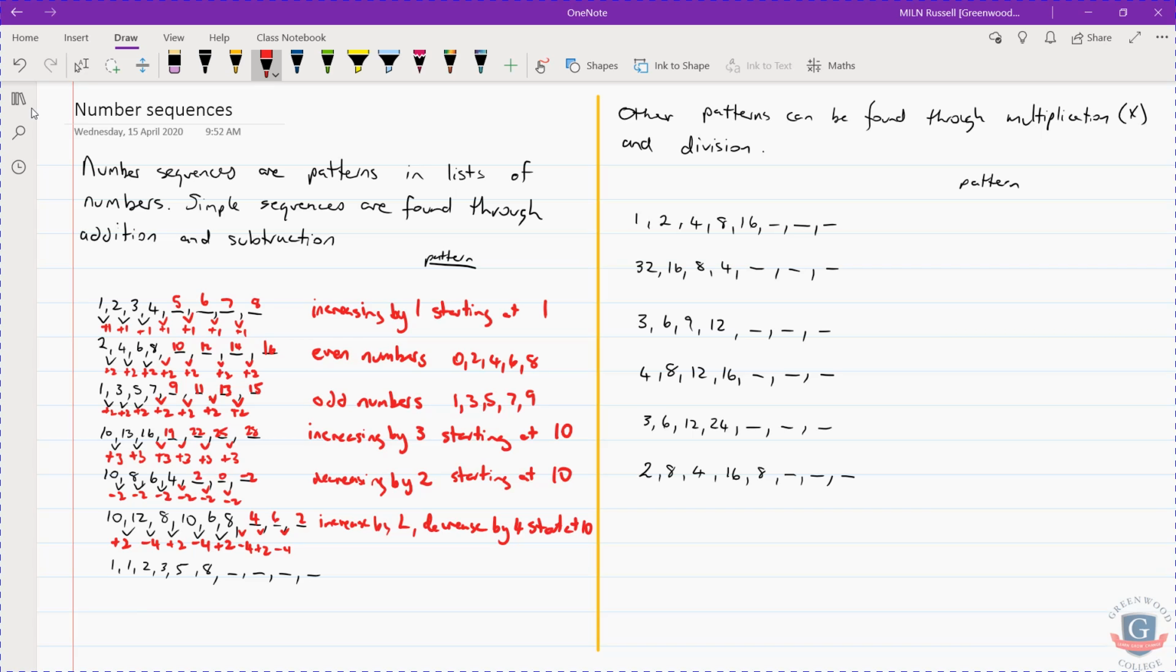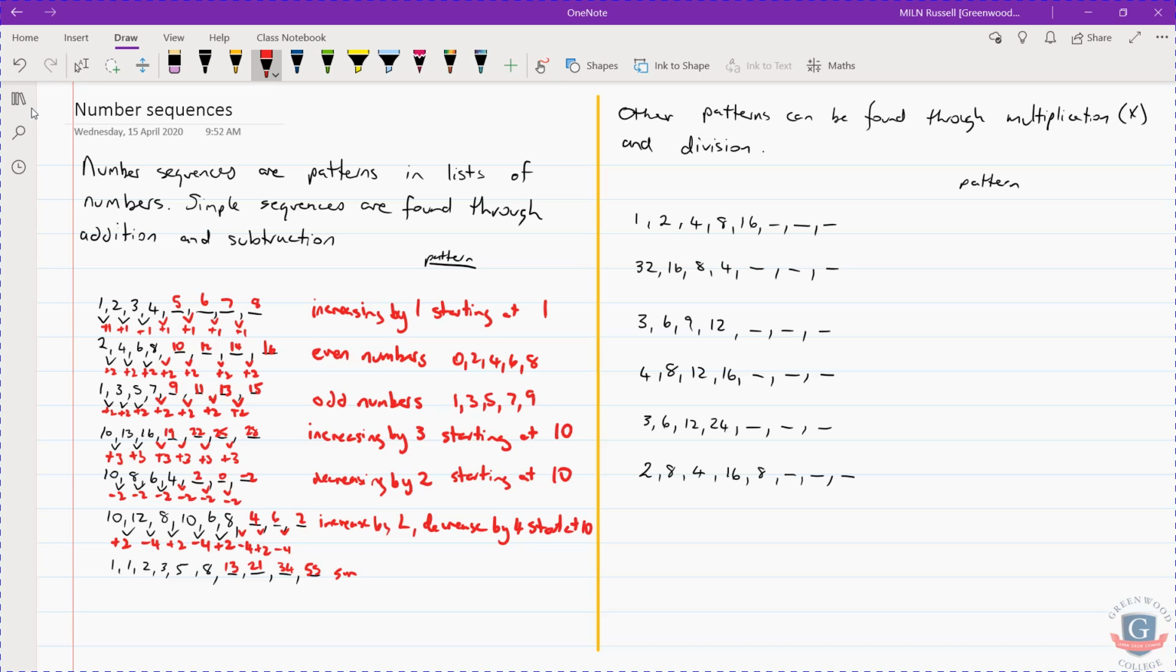So this one will be equal to that one plus that one. So 8 and 5 is 13. This one will be equal to the previous two. So 13 and 8 would be 21. 21 and 13 would be 34. And 34 and 21 would be 55.